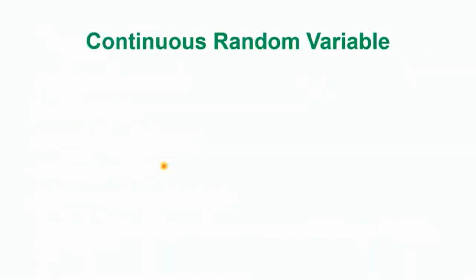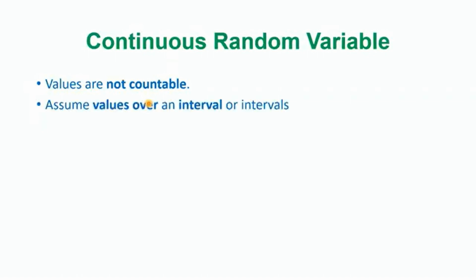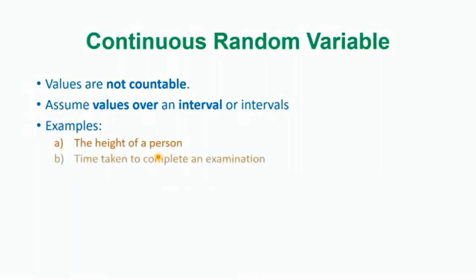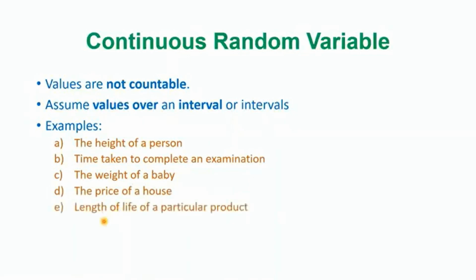First of all, what is a continuous random variable? In this variable, values are not countable and values are described over an interval or intervals. Some examples: height of a person, time taken to complete an examination, weight of a baby, the price of a house, and length of life of a particular product.